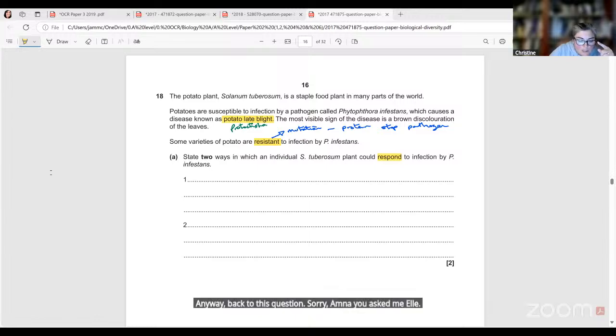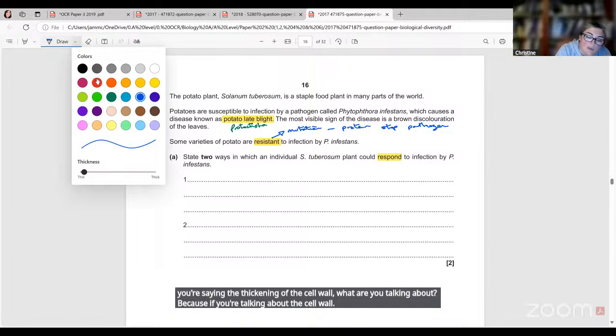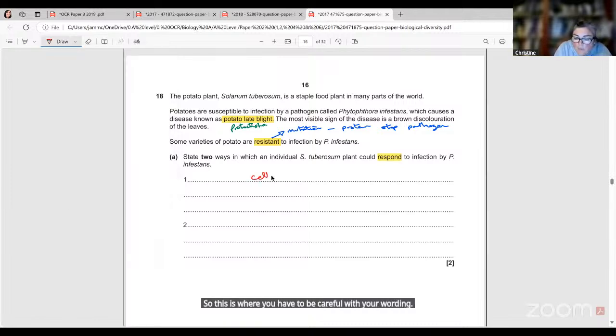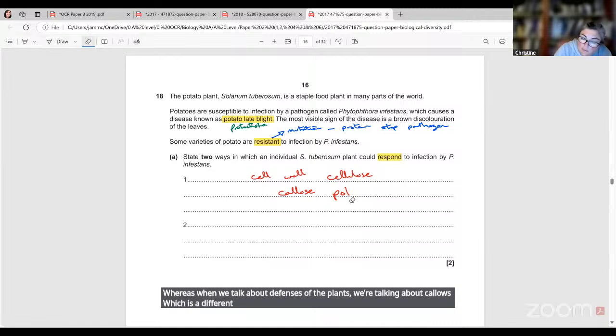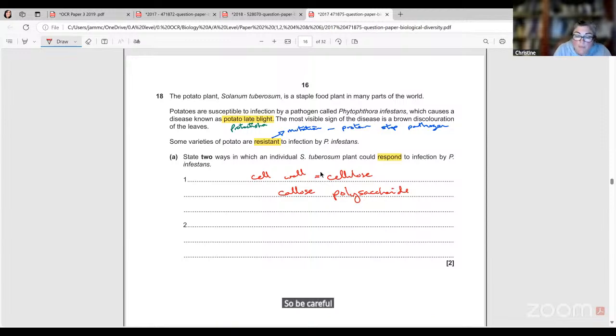Sorry, you asked about why can't we say thickening of the cell wall on this paper? When you're saying the thickening of the cell wall, what are you talking about? This is where you have to be careful with your wording. Your cell wall is made of cellulose, whereas when we talk about defenses of the plant, we're talking about callose, which is a different kind of polysaccharide. So be careful. The cell wall is made up of cellulose.